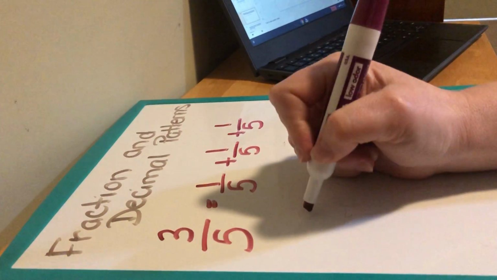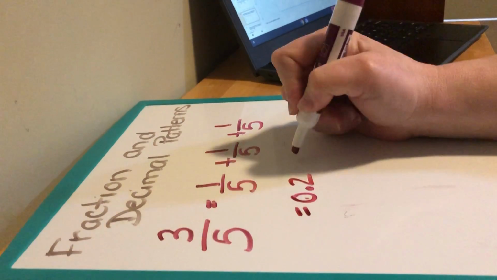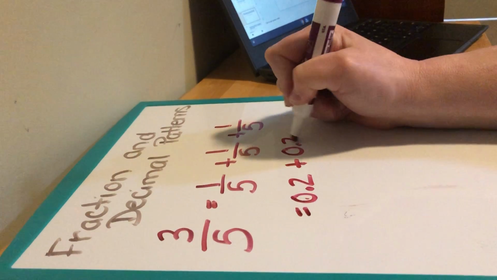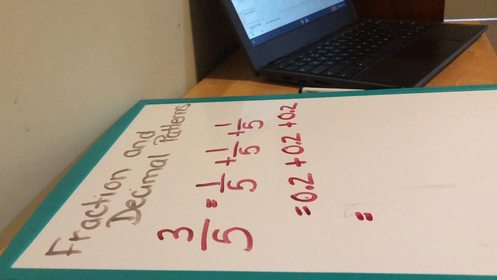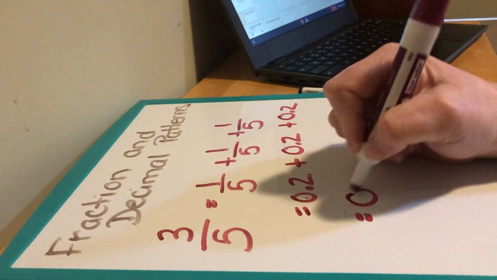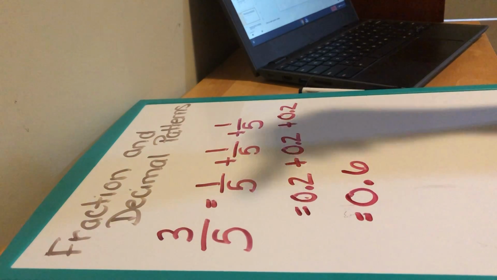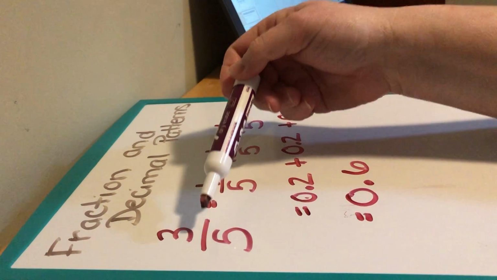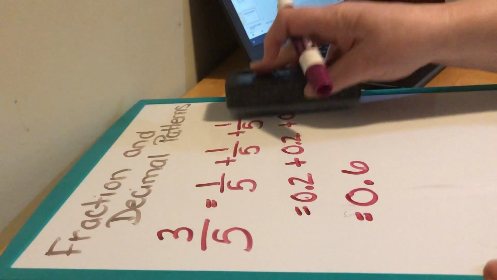So that means that each of these unit fractions can actually equal 0.2 plus 0.2 plus 0.2. And now we can really easily add them up. 0.2 plus 0.2 plus 0.2 equals 0.6. So now I can see how 3/5 equals 0.6. Let's do another example.